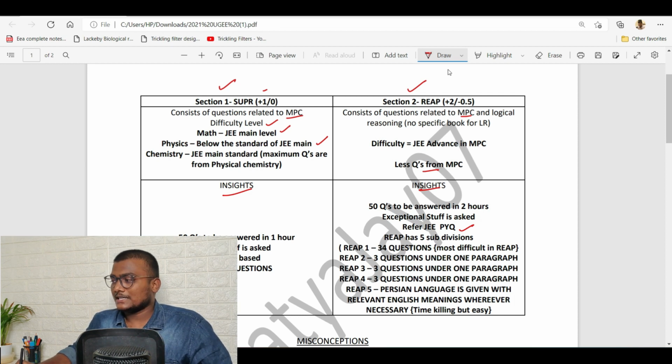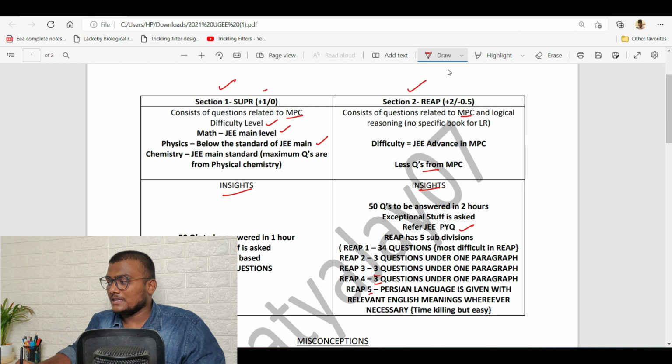REAP 2, section 2 will be like 3 questions under 1 paragraph, again 3 questions under 1 paragraph, 3 questions under 1 paragraph. This was the pattern of last year. The pattern may change, or they may also continue with the same pattern as of now. So this was the pattern asked in last year's paper.